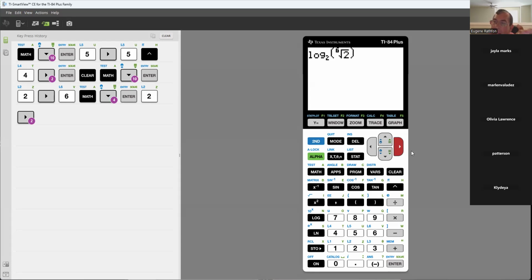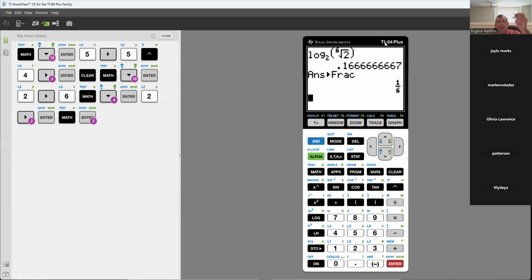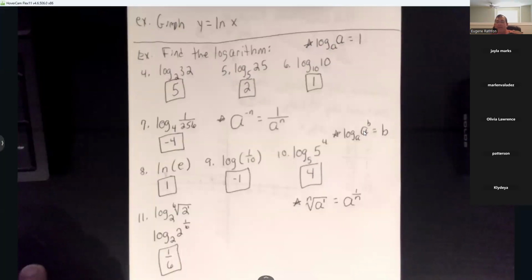So to use the x radical, you got to put in the index of the radical first, then hit that, then put in your 2 underneath. Now I'm going to hit enter. Now I don't want a decimal, so I'm going to hit math and turn that into a fraction by hitting enter twice. And there's that 1/6. And that really goes back to that property. If the base matches the base raised to an exponent, it always equals the exponent, okay?